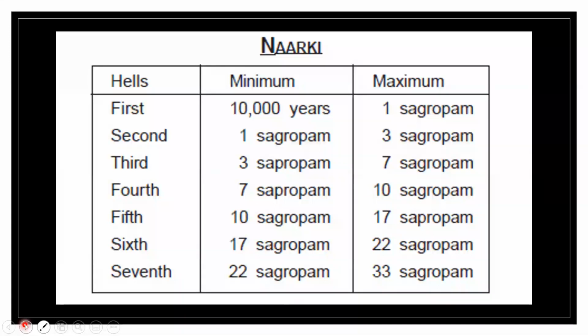So now let's see the Ayushya of the Jeevs of Narki. In the first Narak, the minimum Ayushya is 10,000 years, and the maximum Ayushya of the Jeev is one Sagaropam. In the second Narak, it increases. The minimum Ayushya is one Sagaropam, and the maximum Ayushya is 3 Sagaropams. Similarly, in the seventh Narak, the minimum Ayushya is 22 Sagaropams, and the maximum Ayushya is 33 Sagaropams. So if you see the 7 Narkavas, the pain increases as you go down, the height increases, as well as the Ayushya also increases as you go down to the seventh Narak.